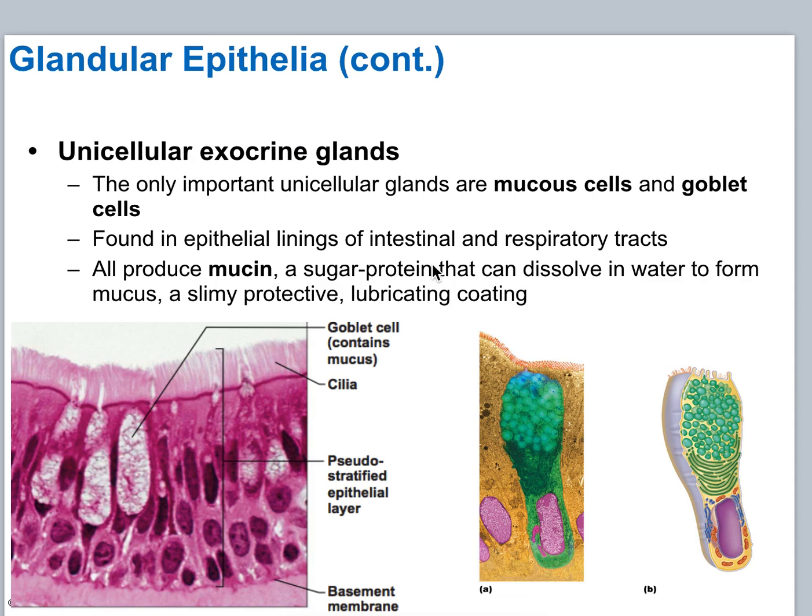Here again are these unicellular, single-celled exocrine glands, mucous cells, goblet cells. This is the same picture I showed earlier for the pseudostratified epithelium. The goblet cell is located in there. It's basically a single-celled gland. All these glands produce mucin. Mucin is basically a sugar protein that dissolves in water to form mucus, a slimy, protective coating.